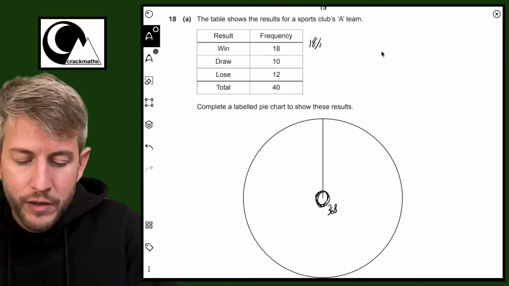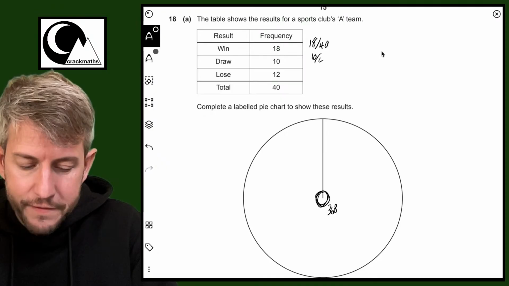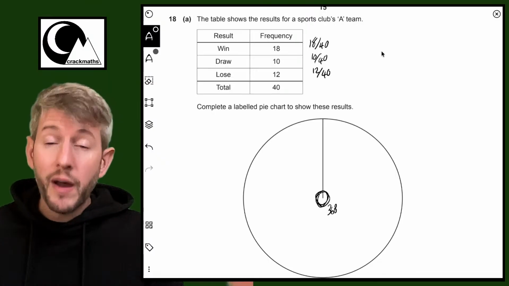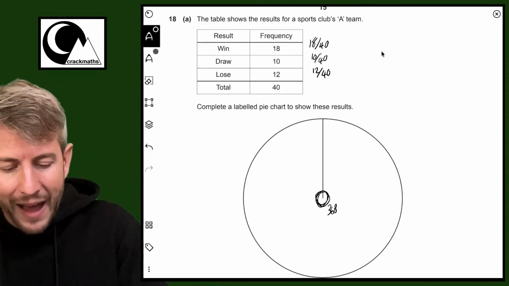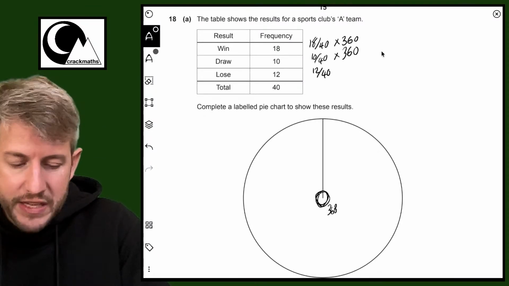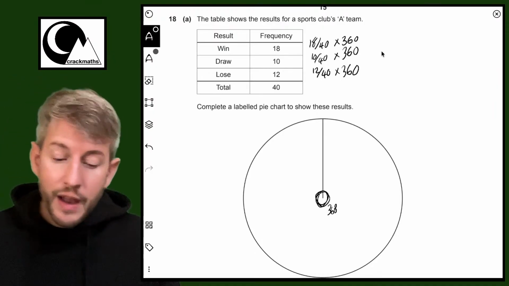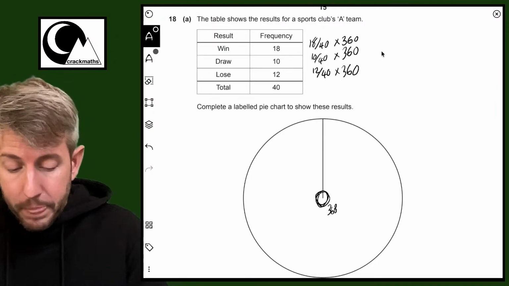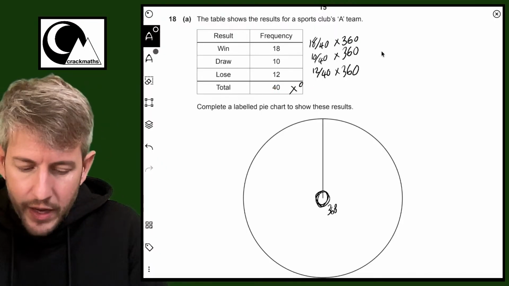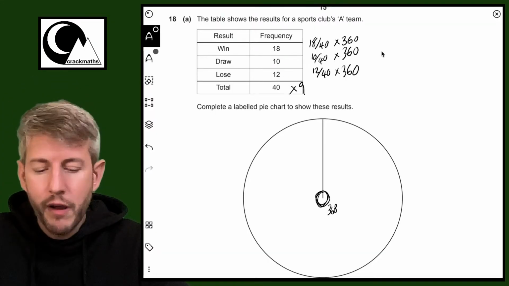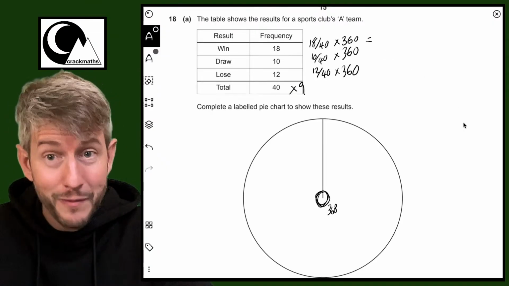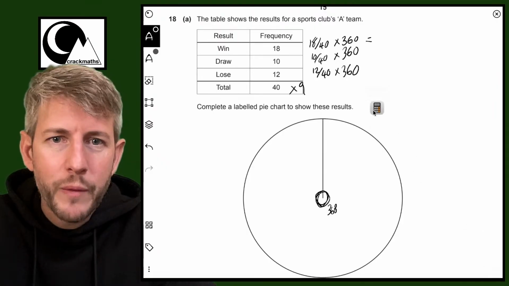So this is 18 40ths. This is 10 40ths. And this is 12 40ths. We can think about these fractions of the pie chart or these fractions of the win out of 360 degrees. So we have to times each one of these by 360. Now that's one way of doing it. Or the other way of doing it is to think about what times 40 gets us to 360. Well, that would be times 9. So if we multiply each of these by 9, that will get us the degrees as well. So what I'm going to do is I'm just going to get the calculator out now that I know that, and we can work these out here.